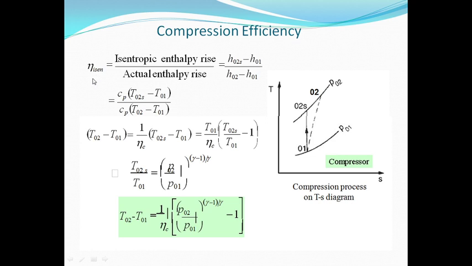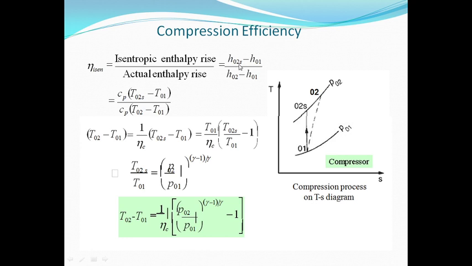There are many ways of defining the efficiencies for compressors: total to total, total to static, static to static. There are different ways, but I don't think it is required for you at this moment to understand all those things. Here, just keep in mind this is the isentropic efficiency. H0 2S minus H0 1 divided by H0 2 minus H0 1. The naught always denotes stagnation properties. This is the total to total kind.